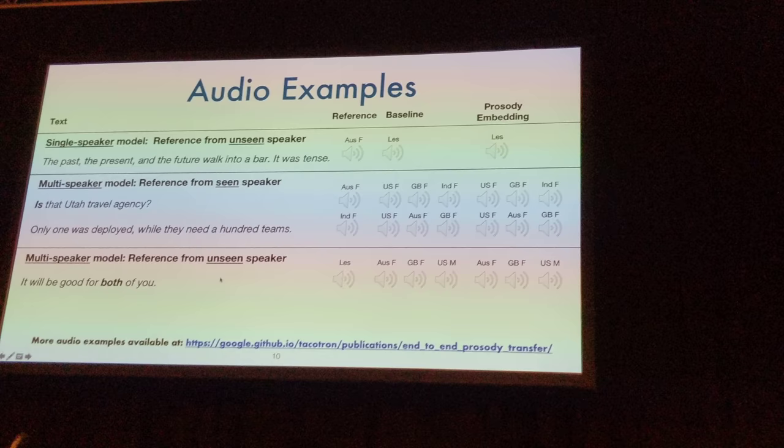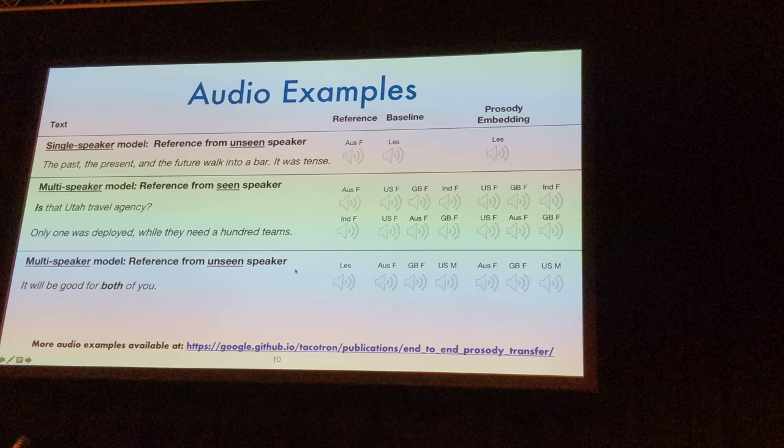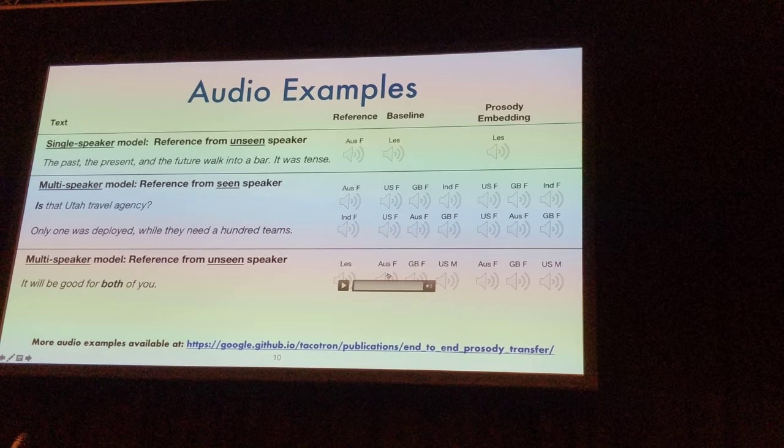The stress is on the word both in this one. It will be good for both of you. And you can see in one of the baselines. It will be good for both of you. Not stressed, right? Okay. So let's hear the reference and the prosody embeddings in quick succession.